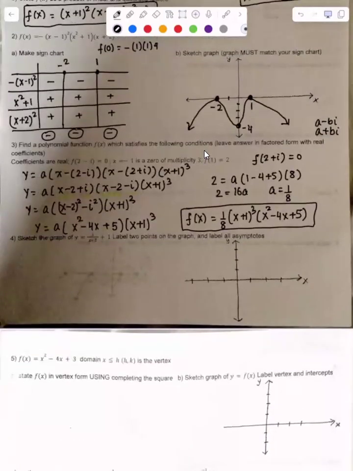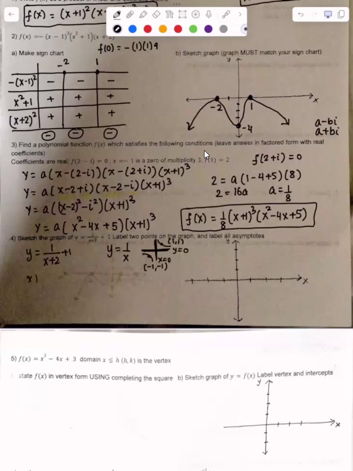Number 4. Sketch the graph of y is equal to 1 over (x plus 2), plus 1. So we know this is a transformation starting from y is equal to 1 over x. We'll use that. The points we can use are (1, 1) and (-1, -1). Vertical asymptote x is 0 and horizontal asymptote y is 0.